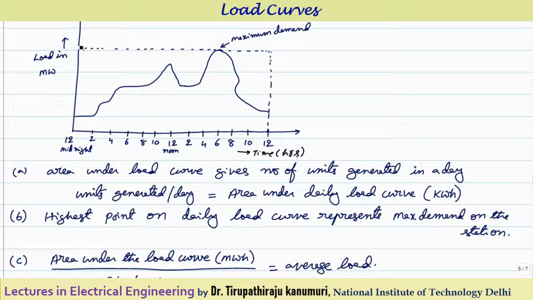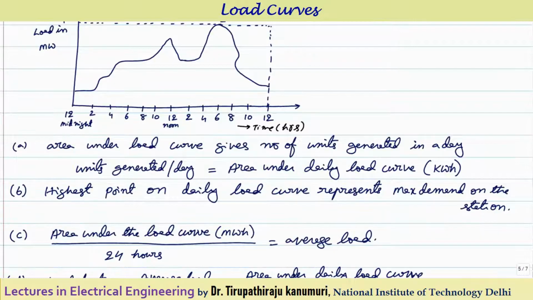The highest point in this load curve represents the maximum demand on the station. Accordingly, we can decide what should be the installed capacity of my station, because the station should be able to supply the maximum demand.